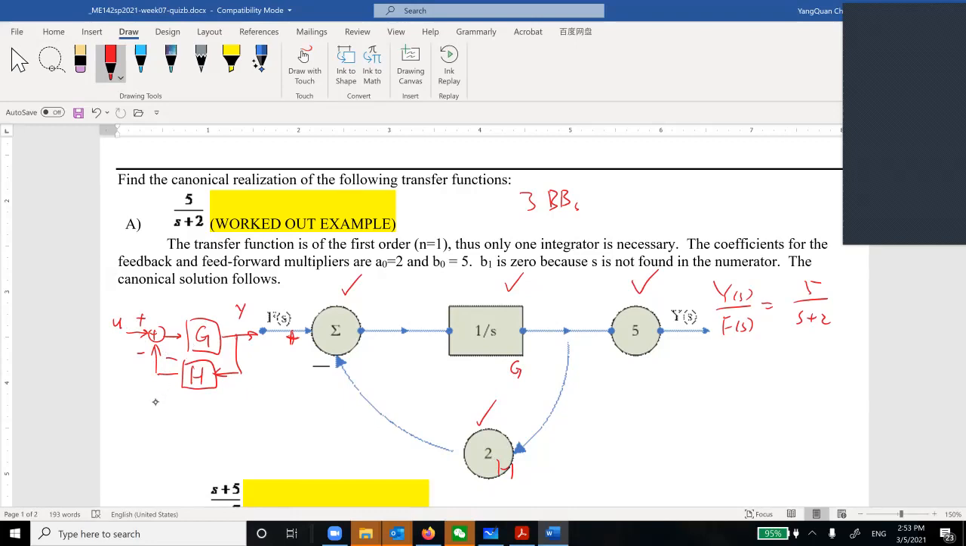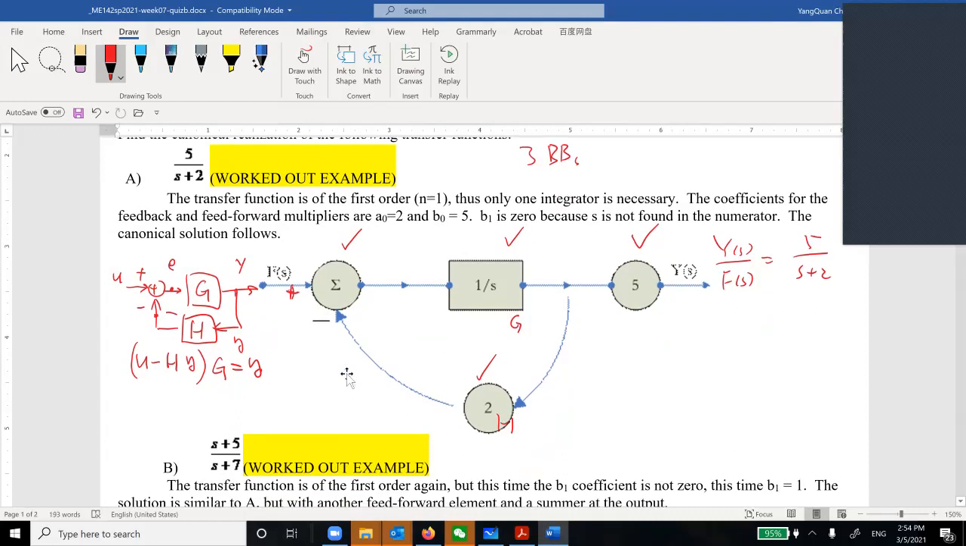So in this case, U minus Y times H, U minus H. So this point, this signal usually is called E, okay? But it doesn't matter. So we have this E equals this one, and E times the G, I'm going to get my Y, right? So it's like magic. So this is called negative feedback.